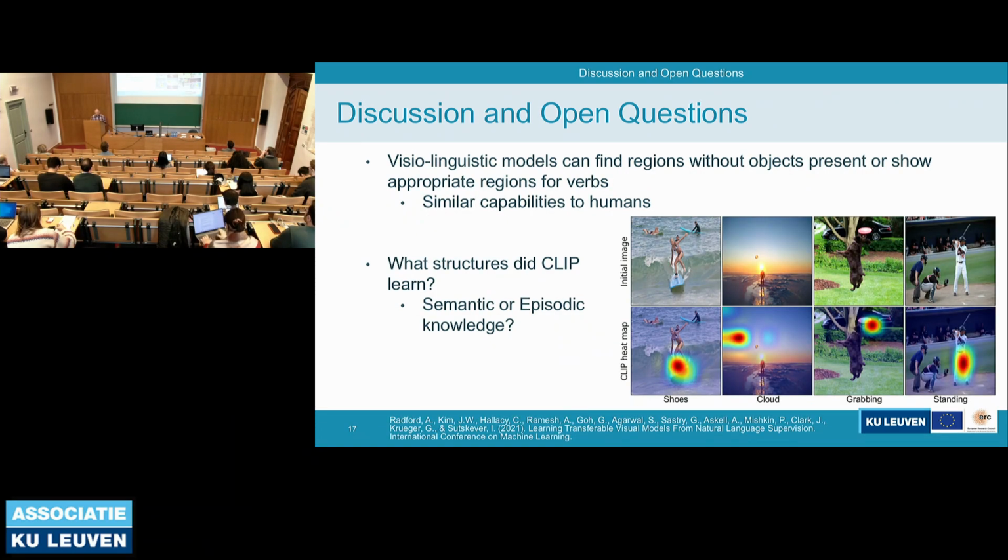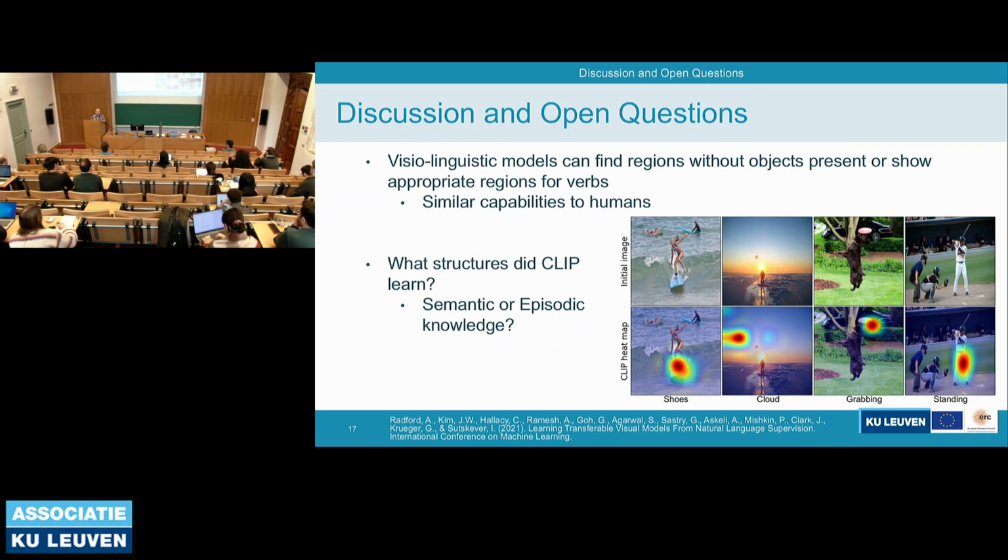And as a final note, I want to show that some of our models already have apparently some of this semantic or episodic knowledge. Here we see some clip extractions where we ask for certain keywords. We see here a surfer and we ask for shoes. While in the water, the surfer is not wearing shoes, but still the model is capable of looking at the correct area. And it is able to find clouds in a cloudless sky. And even for actions like grabbing and standing, it knows where to look.